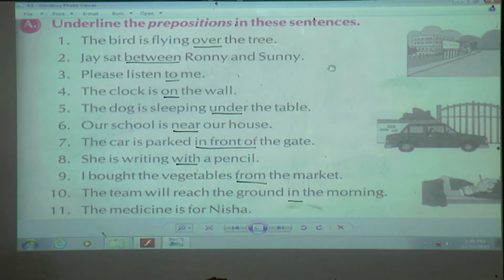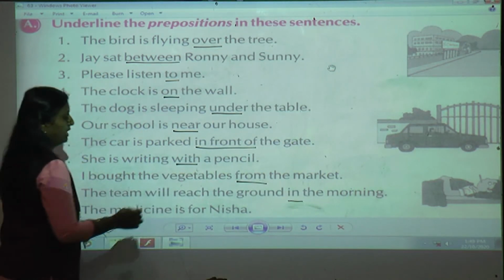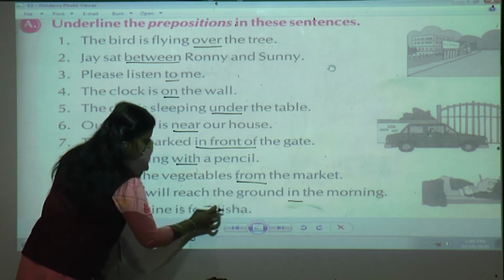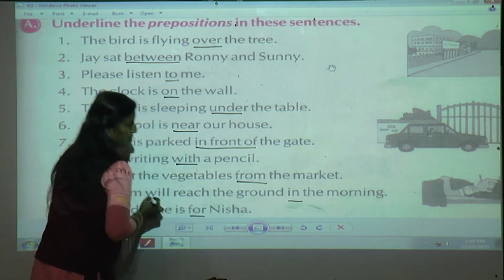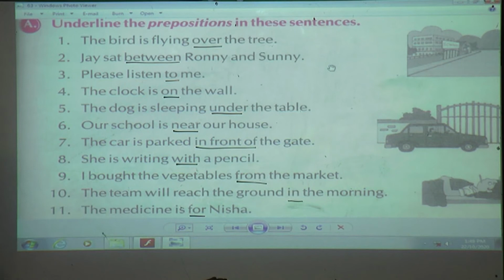Preposition. The medicine is for whom? Nisha. Medicine connects with Nisha. So for is the preposition which is relating medicine with Nisha. Understood, students, what a preposition is? So here how many prepositions do we have? 11: over, between, to, on, under, near, in front of, with, from, in and for. I hope that you have done along with me.